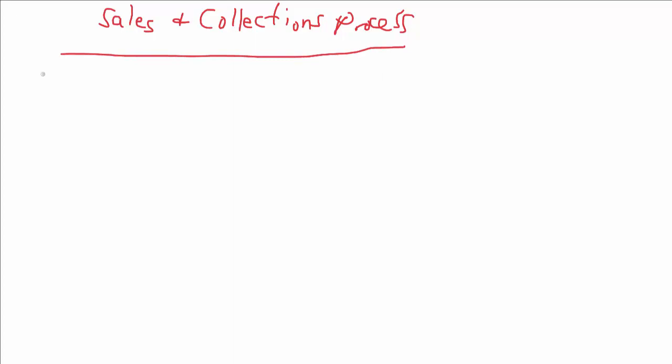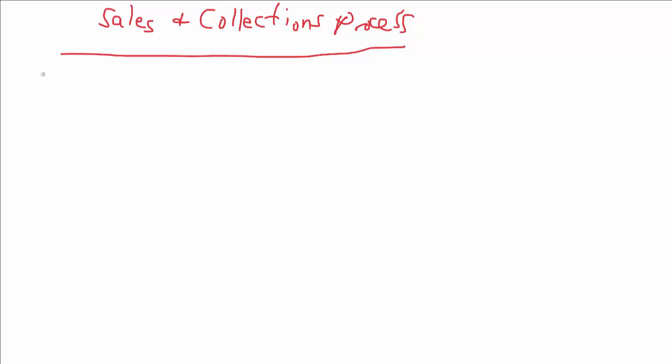Let's now look at the sales and collection process. When we think about the sales and collection, and you're going to hear this referred to in a number of different terms, sometimes it's just called the sales cycle or the revenue cycle. Basically, what we're doing is we're converting our product, whether it's goods, services, or a combination of both, into cash. Selling what we have to offer, collecting the cash for it.